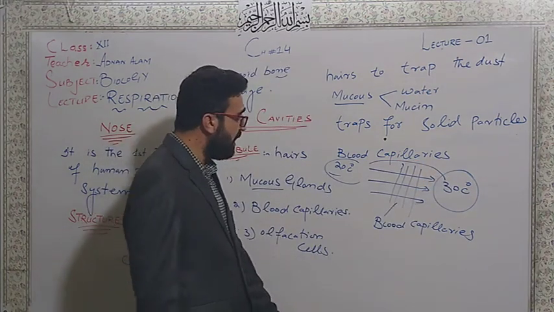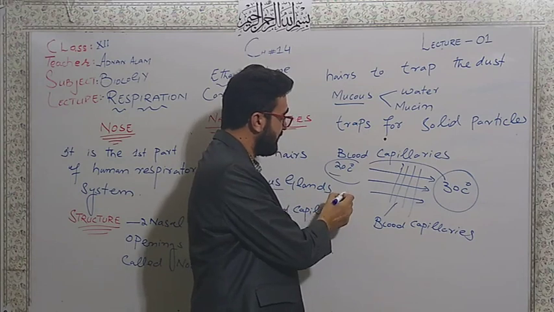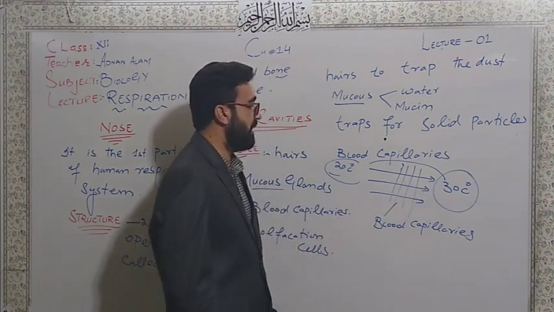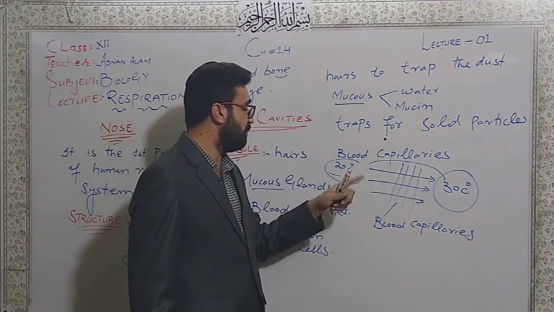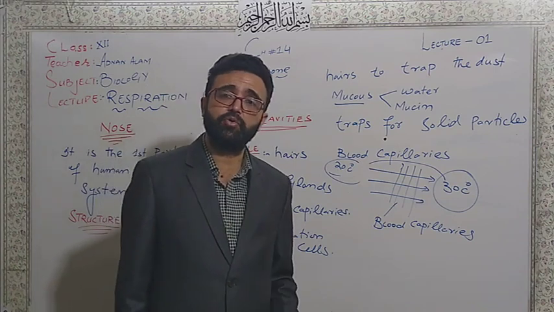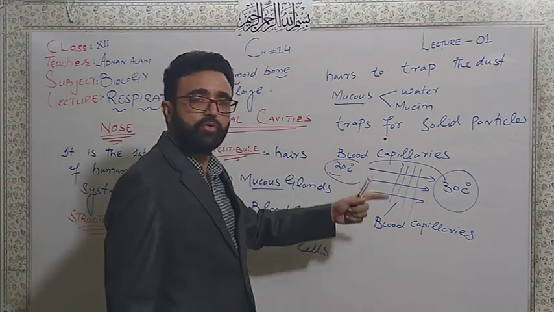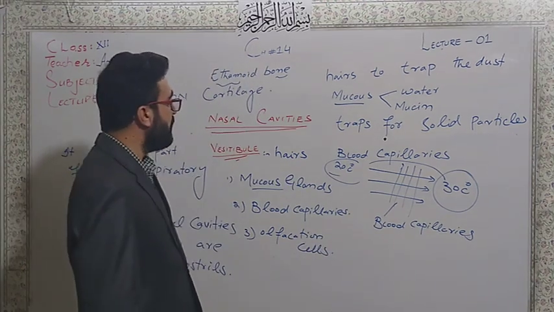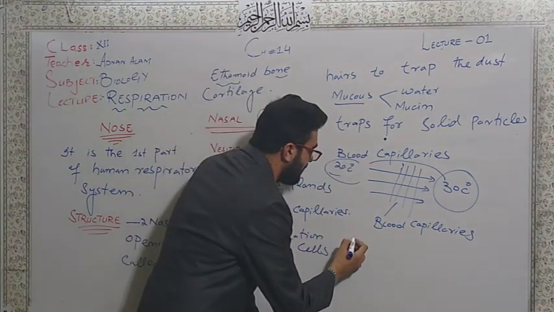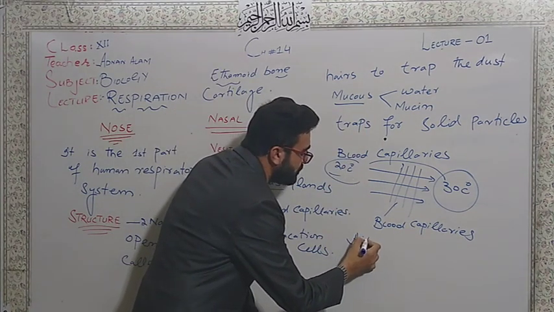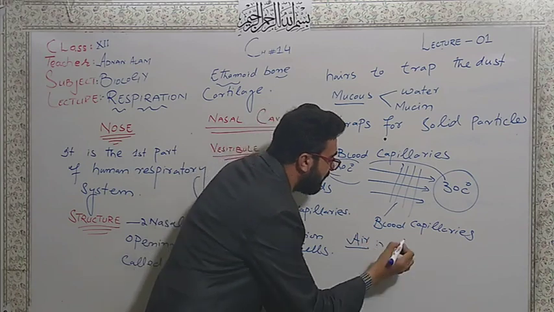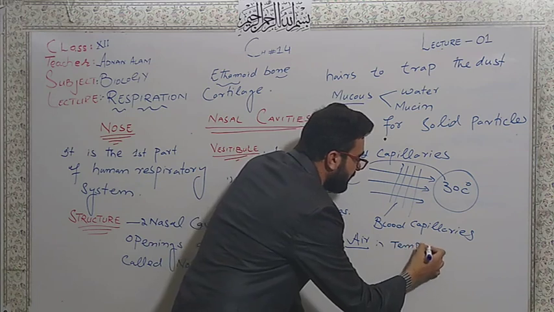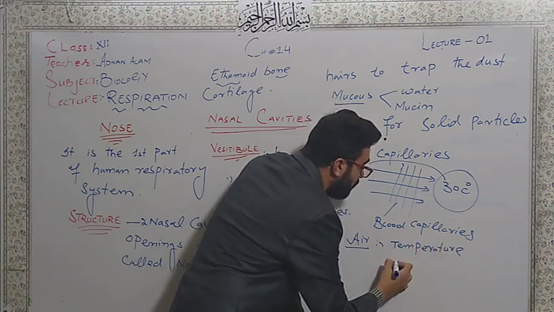In summer, we sometimes experience that if there is high temperature, these blood capillaries can't tolerate it, and they rupture and bleeding usually starts. It is due to the high temperature and is very common in the summer. So the air, when it comes out from the nose, is modified according to temperature. And secondly, it gets moist.